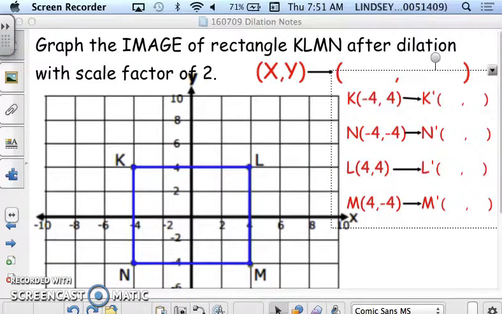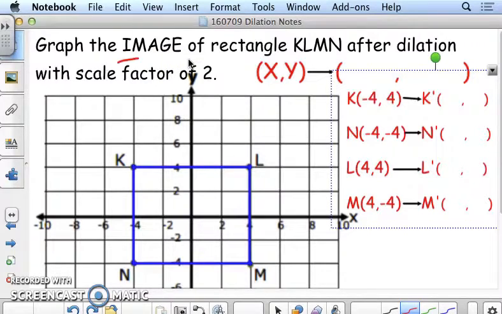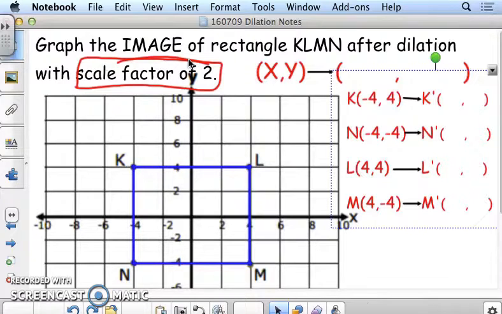Problem, I notice, it's a little bit different. They want me to graph my image. So this is going to tell me I'm going to be given a scale factor. So I'm going to look and they tell me my scale factor is 2. So I'm no longer finding it, I'm implementing it. So this means I need to use my rule.